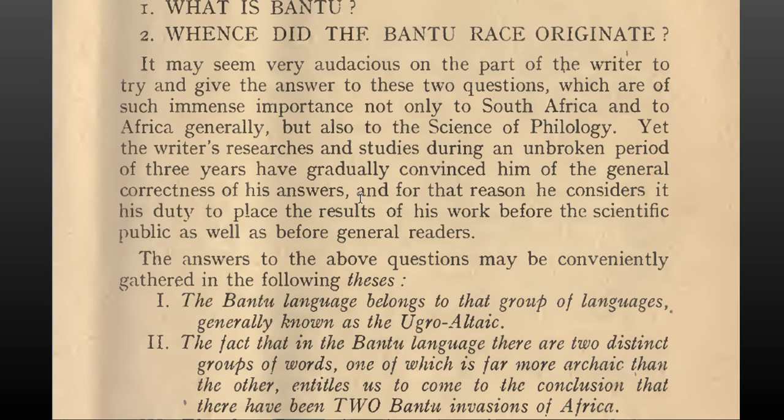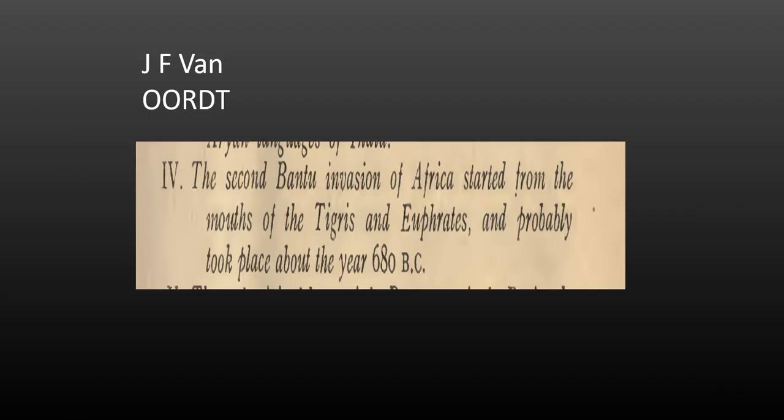This is the Israelite exile from the Middle East. So he goes on to say the second Bantu invasion of Africa started from the mouth of the Tigris and Euphrates and probably took place about the year 680 BC. So he ties this migration to the same time period of the Assyrian exile of the Hebrews into Africa.